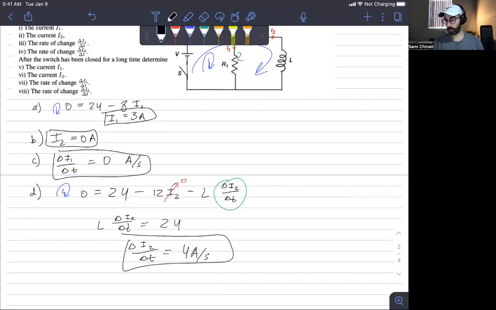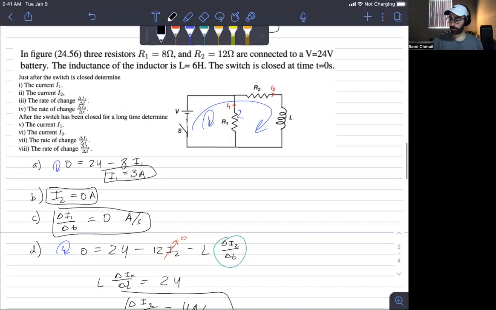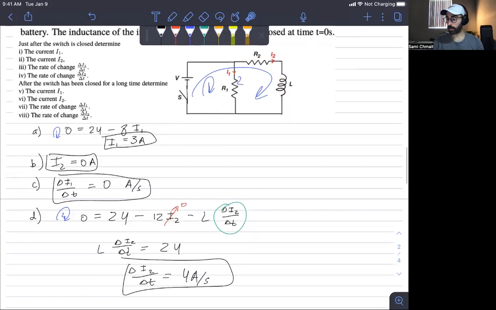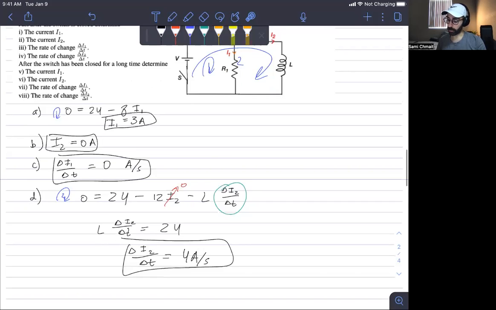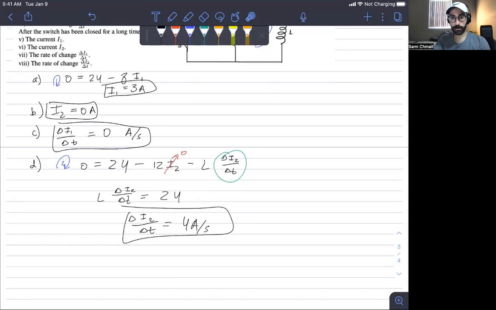So the things to remember. Current I2 is flowing like this, through the inductor, in the same direction as the loop, so the current's agreeing, and you treat the resistor and the inductor the same way. They have the same behavior in that they have that minus sign. This is what you plug in, this pops out as 0, solve all the way through, you get 4 amps per second.